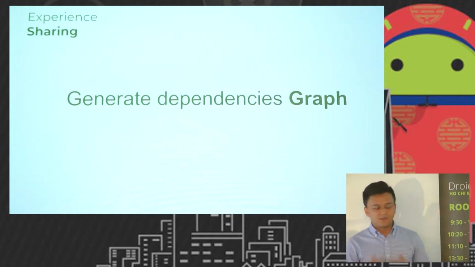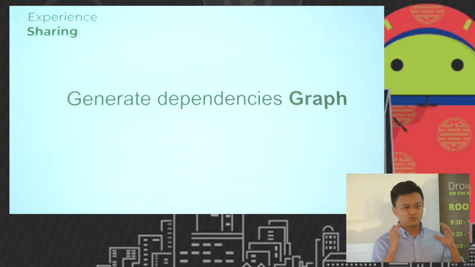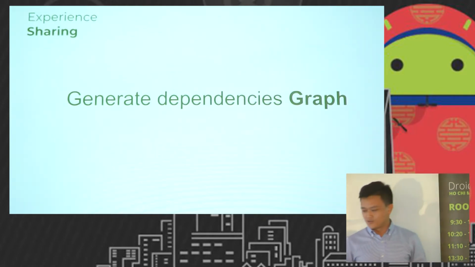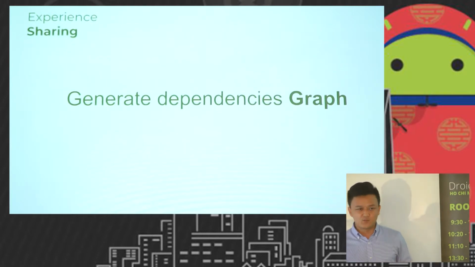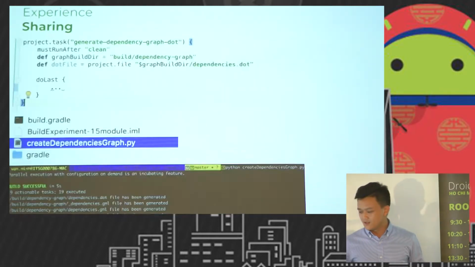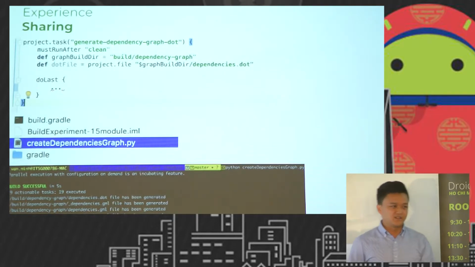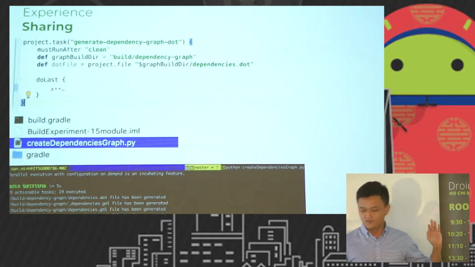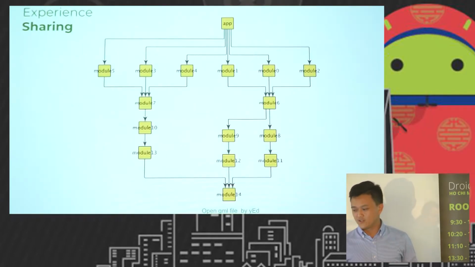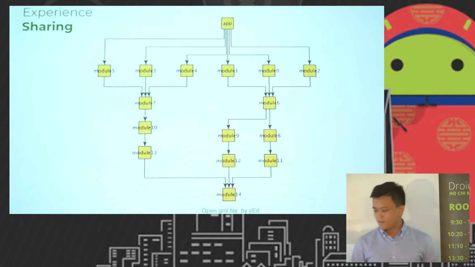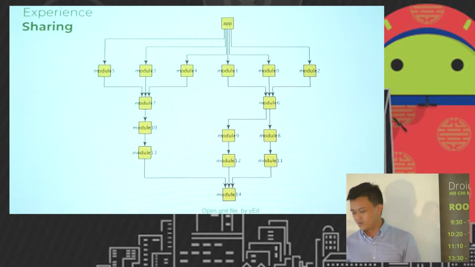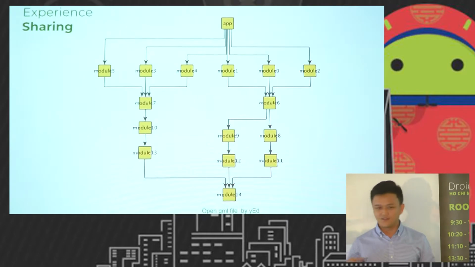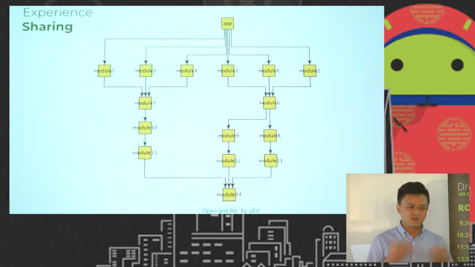So now you should have a visualized way to look at your dependencies. You cannot go to every Gradle file to check your dependencies. So we write some script to generate a dependency graph, and I already put it in the example project that I showed you before. It's just some Python script. It will generate the dependency graph, and when I open it with the yEd program, you can see it looks like this.